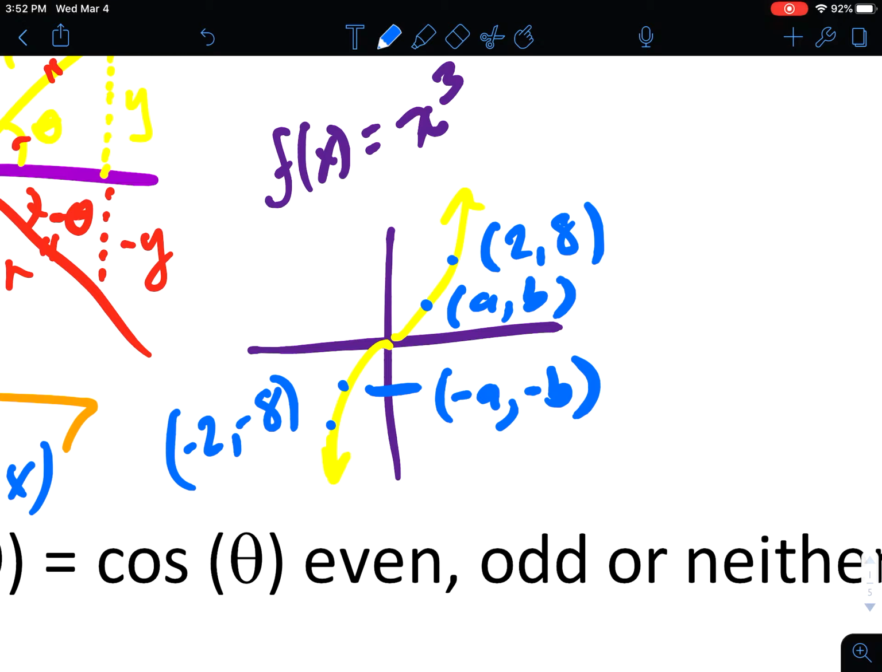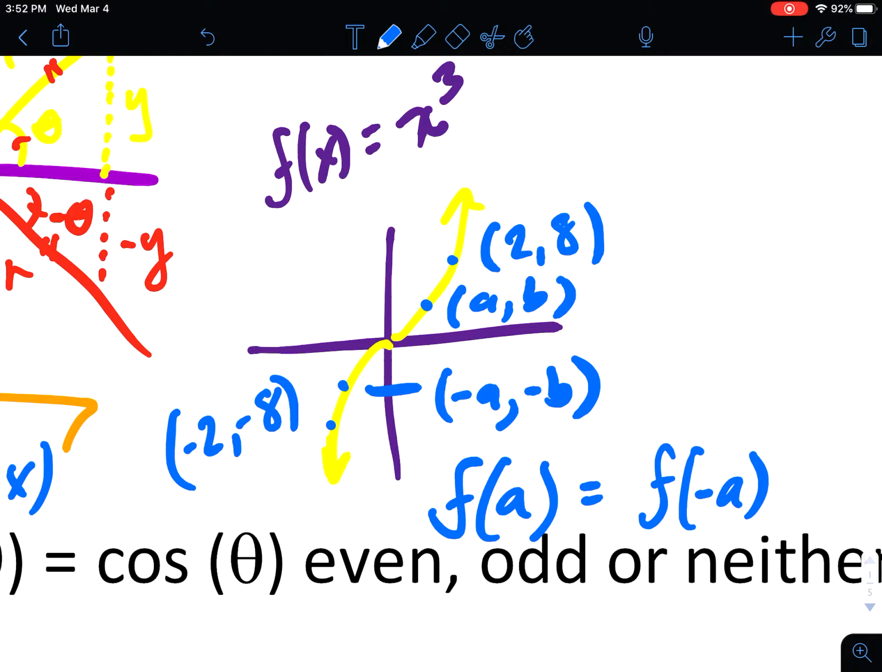And so we can say that f of a is equal to f of -a, except one of them is negative, right? So we could say something like that. Negative f of a, that would become b. Negative b is equal to f of -a, which is also negative b. This relationship is the defining relationship for an odd function.